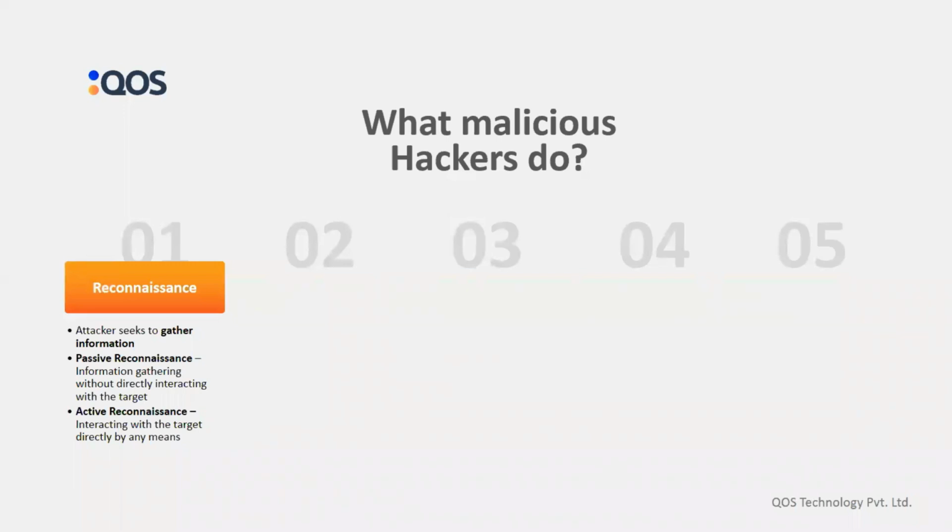There are mainly 5 phases. Let's see the phases of hacking one by one. The first phase is reconnaissance. When a malicious hacker starts an IT security investigation, the first phase is data reconnaissance, that is, gathering as much information as possible about his target.